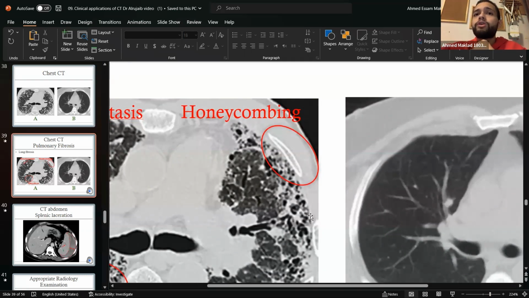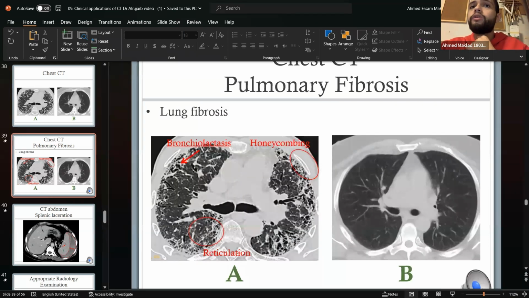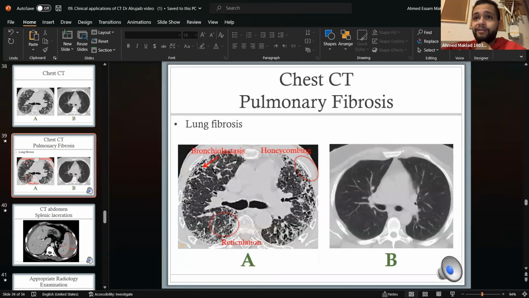Small pockets of air next to each other that resemble honeycomb, all right? And you can see it right here too. It's even better here, right? This is honeycombing of the lungs. And honeycombing is very specific to fibrosis, whether it's idiopathic fibrosis or fibrosis because of an inflammatory condition. When you see honeycombing, it's probably fibrosis.